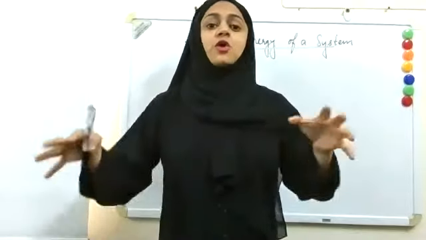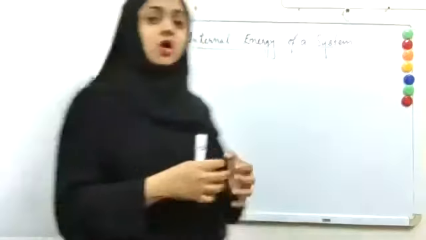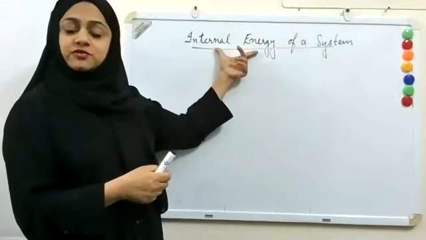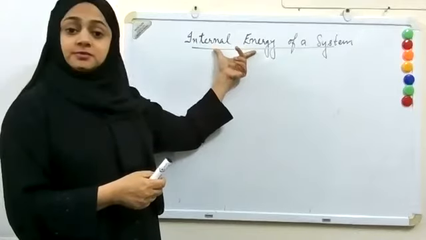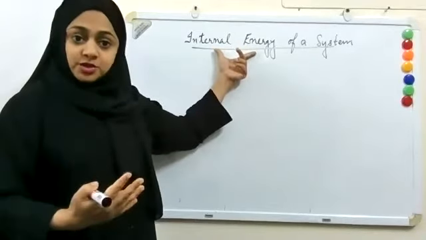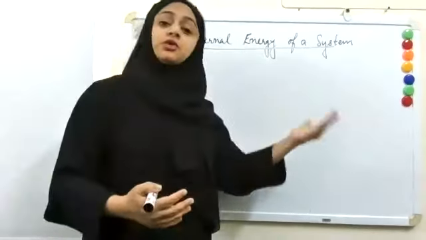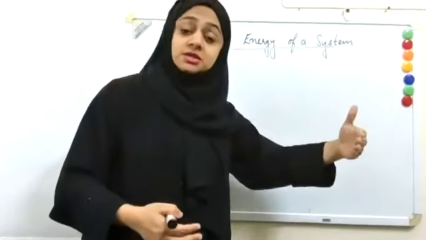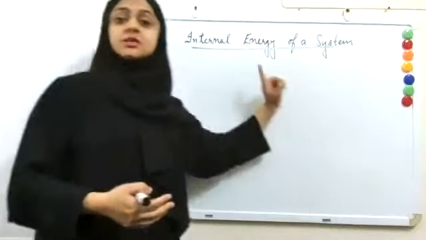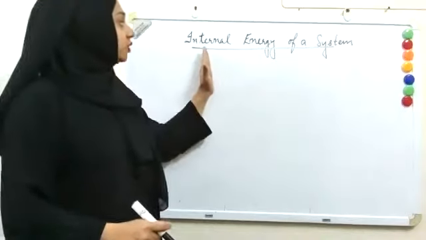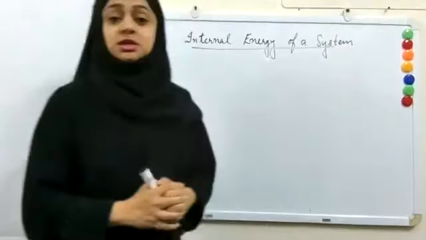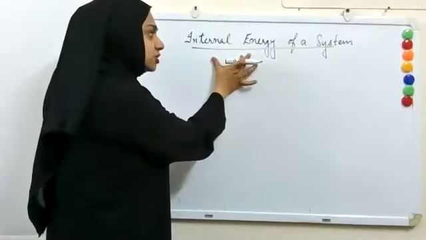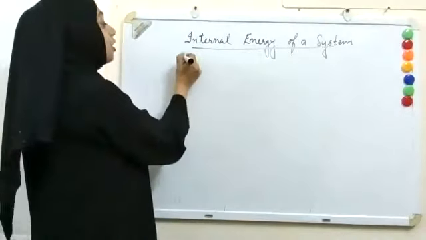So the energy of all of this together is called the internal energy of a system. So internal energy of a system is the energy of translation, rotation, vibration of all the molecules, atoms, and subatomic particles inside a system. So when you are asked what is meant by internal energy of a system, you have to tell that internal energy of a system is due to all kinds of motion.